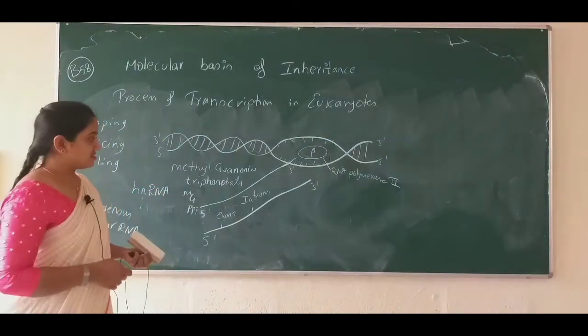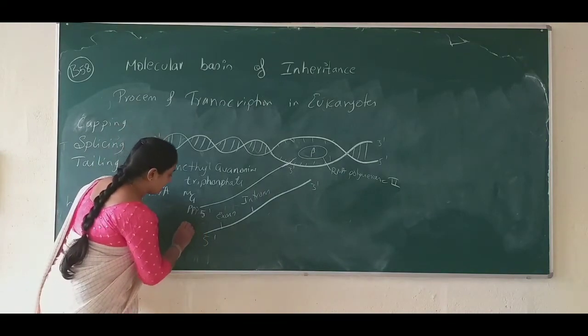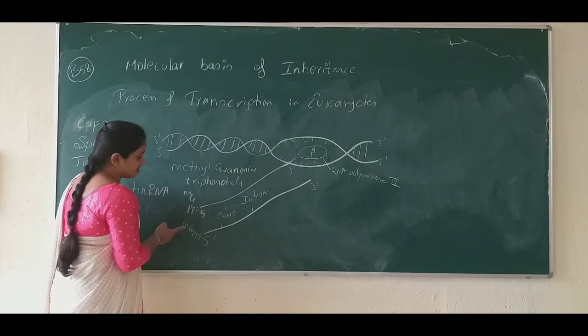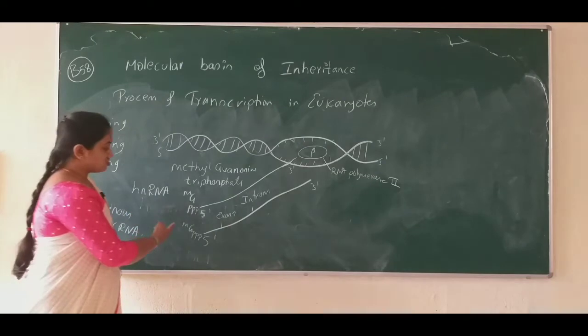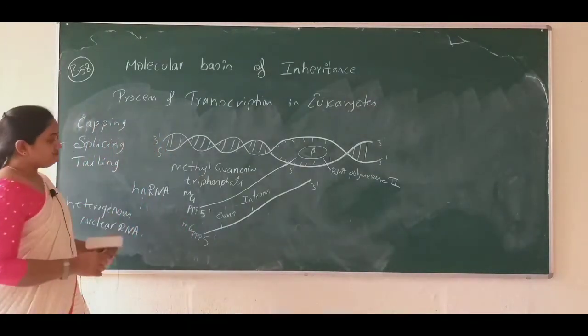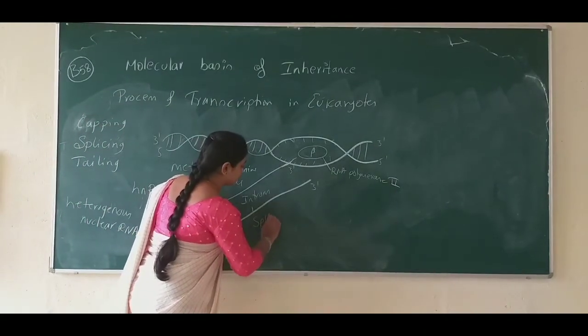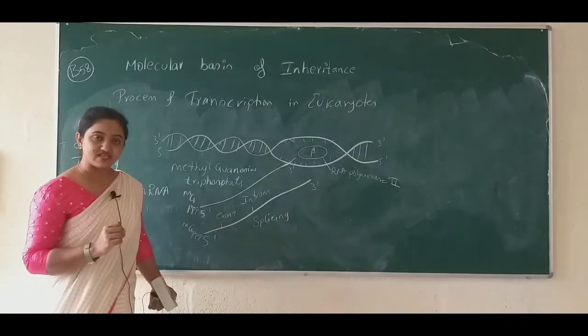Then only the hnRNA will become mRNA that will be ready to code, or ready to synthesize the protein. So here don't forget to write MGPPP. It means methyl guanosine triphosphate. The addition of methyl guanosine triphosphate is known as capping. After the capping, RNA splicing occurs.